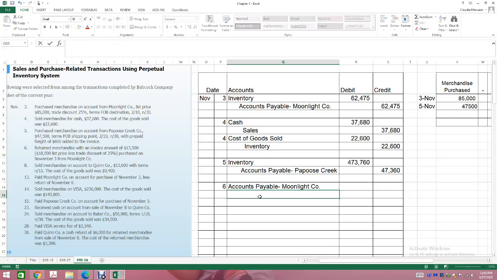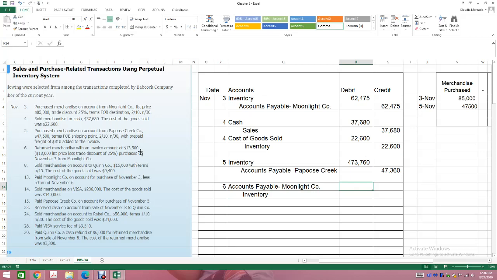And I'm going to credit my inventory. Now, why am I crediting my inventory? I had these goods in my warehouse and I just returned them. I sent them back. So do you have more or less inventory? I have less inventory because I returned the goods that I didn't want. Now we need to figure out the amount. It says it's $13,500 and they've already worked out the trade discount. Now we need to work out the purchase discount.